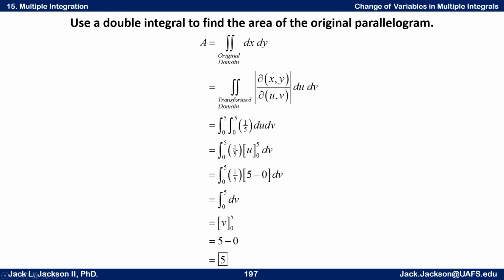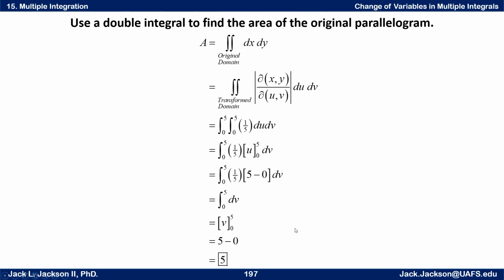So that 1/5 can be brought out front of that first integral. Integral of du, the antiderivative is just u. Evaluate from 0 to 5 is 5 minus 0, which is 5, times the 1/5 is 1. Then the antiderivative of dv is just v. Going from 0 to 5 is 5 minus 0, which is 5. So what that's saying is the area of that original parallelogram is just 5.